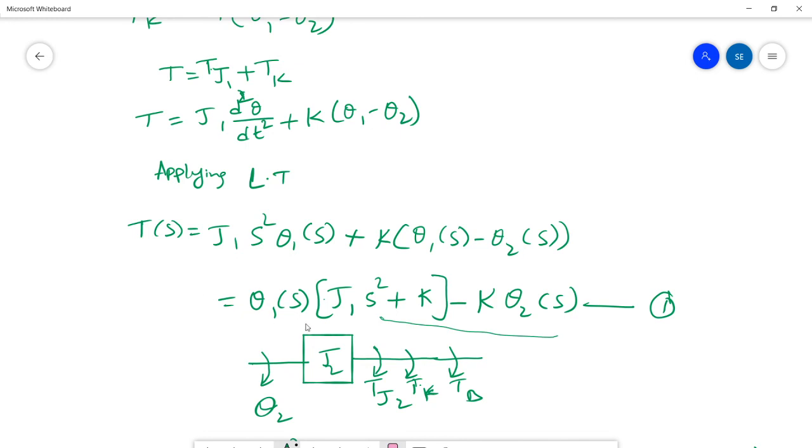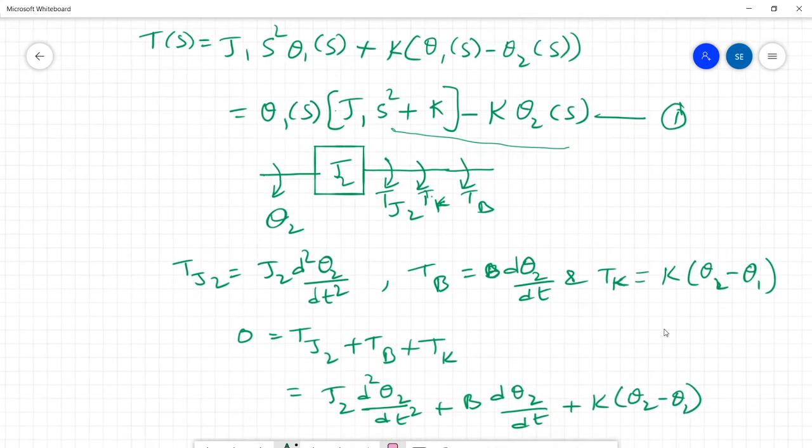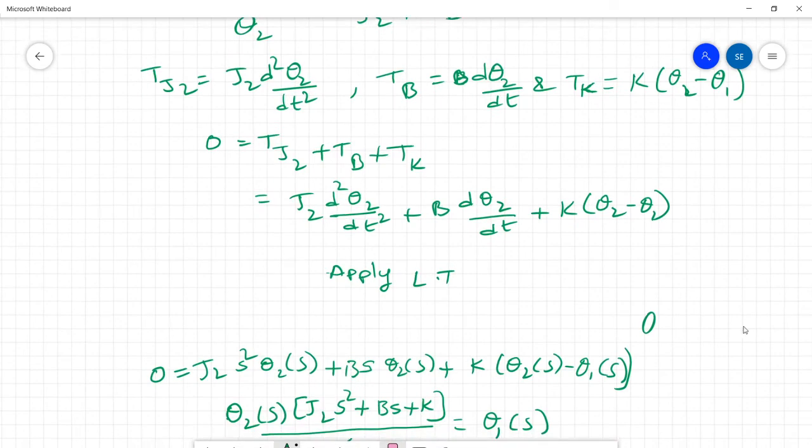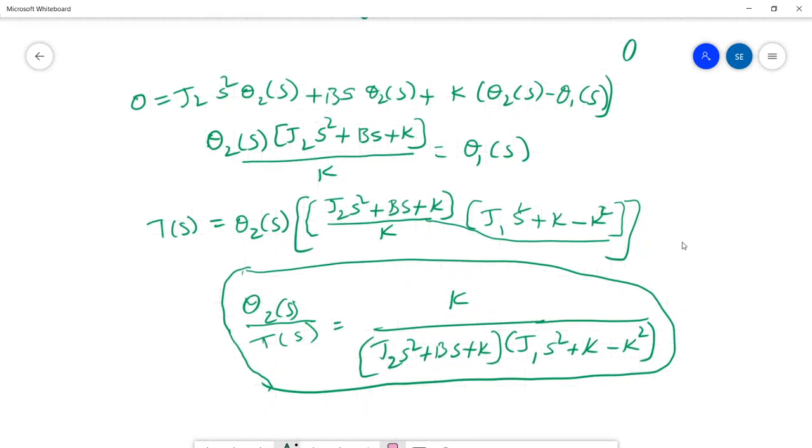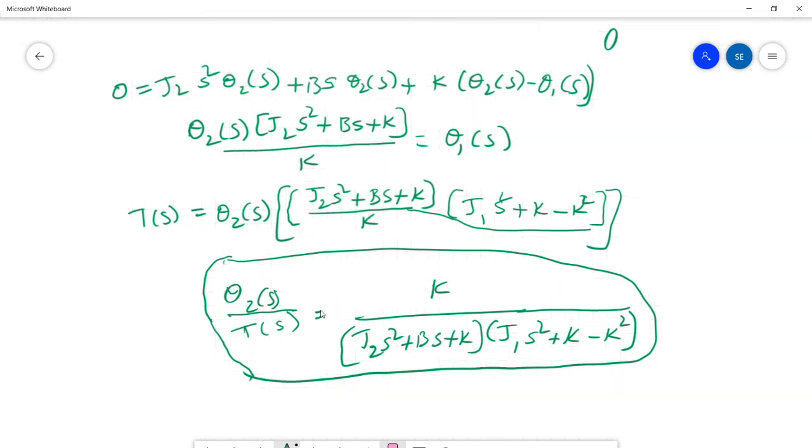Here theta 1 is there, right? Whatever we calculate from the J2 equation, we have to substitute in equation 1. Then what we get is the relationship of overall torque with respect to output. Output is displacement, that is theta 2, and overall torque is T of S. So therefore we get the mathematical model as shown here.